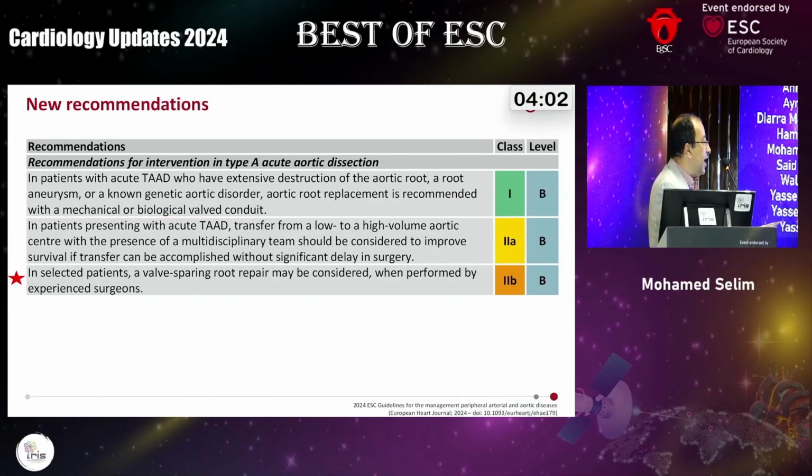And also in selected patients, valve sparing root repair is, for the first time, recommended or may be considered when performed by experienced surgeons, because not every cardiothoracic surgeon is efficient in such types of techniques.